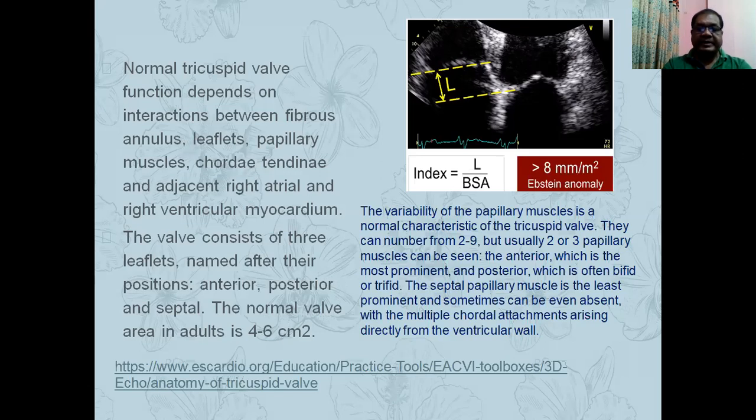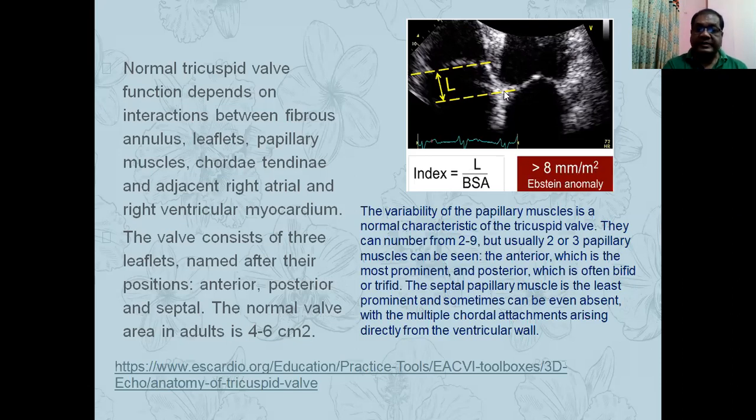The normal valve area in an adult is about 4 to 6 square centimeter. The variability of the papillary muscle is a normal characteristic of the tricuspid valve. Their number may vary between 2 to 9, but usually 2 or 3 papillary muscles can be seen. The anterior, which is the most prominent, and the posterior, which is often bifid or trifid. The septal papillary muscle is the least prominent and sometimes can even be absent, with multiple chordal attachments arising directly from the ventricular wall.